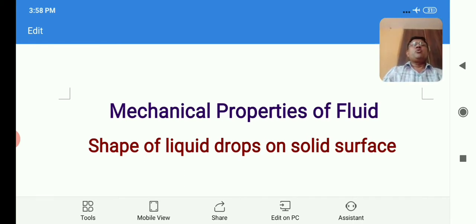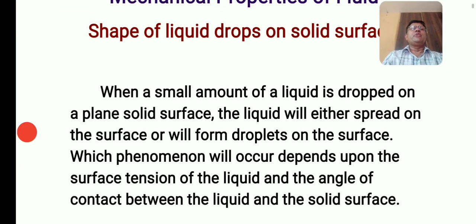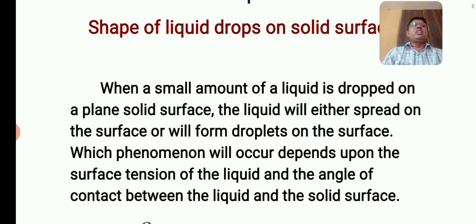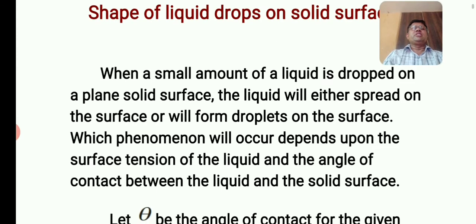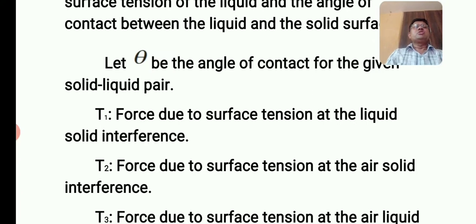Now, today we are going to learn about shape of liquid drops on solid surface. When a small liquid drop is placed on a plain solid surface, the liquid will either spread on the surface or will form droplets on the surface. Which phenomenon will occur depends upon the surface tension of the liquid and the angle of contact between the liquid and the solid surface. Suppose theta be the angle of contact for the given solid liquid pair.